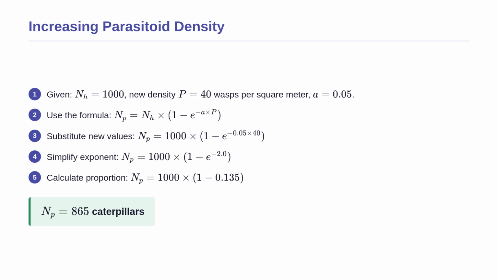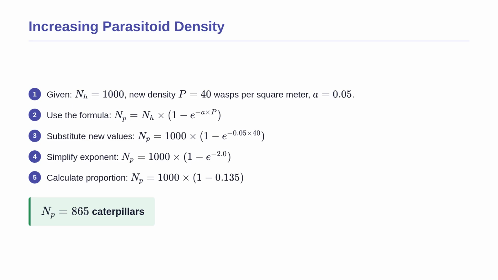The farmer from our previous calculation wants better results, so they decide to scale up the biological control. They release more wasps, increasing the parasitoid density P to 40 wasps per square meter. The initial population and search efficiency remain the same. We want to find the new number of parasitized caterpillars. We apply the exact same mathematical model, updating only the density variable.